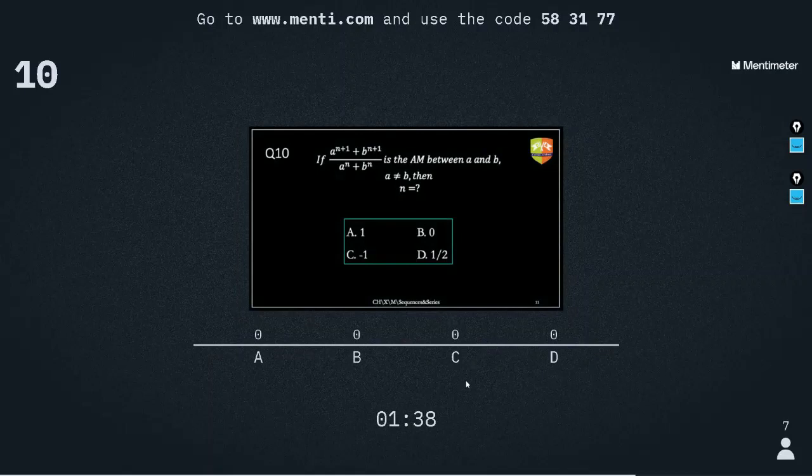AM means arithmetic mean. If (a to the power n plus 1 plus b to the power n plus 1) divided by (a to the power n plus b to the power n) is the AM between a and b, a is not equal to b, then n is equal to what?